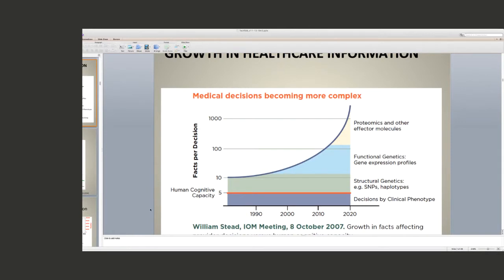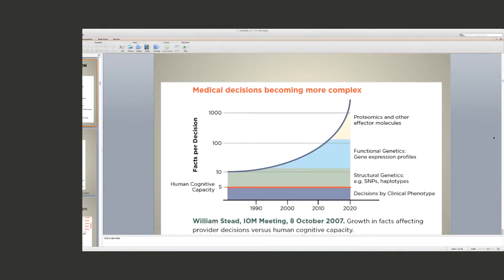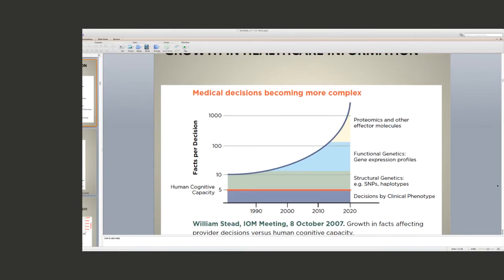Okay, so this is the growth of healthcare information. This is Bill Stead, Vanderbilt, who in 2007 basically said to use the human cognitive capacity, which is that we can store about 7 things in our short-term memory, plus or minus 2. We put it at the lower bound, so about 5 things for making a clinical decision around a phenotype. The phenotype is a disease manifestation. The point was, the information is just growing by leaps and bounds.